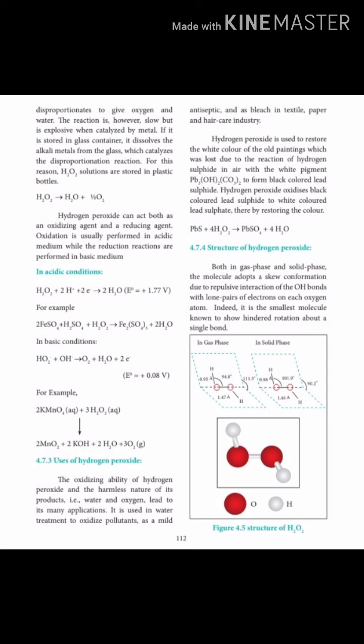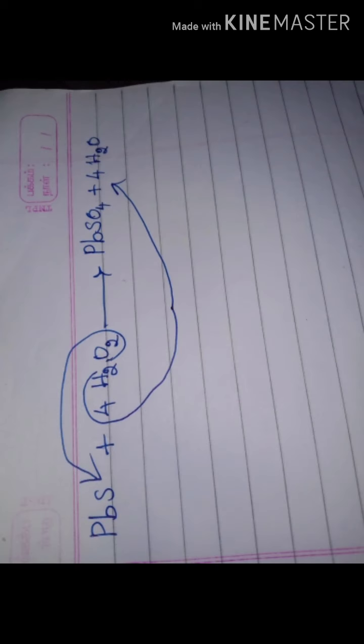the reaction of hydrogen sulfide in air with the white pigment. Hydrogen peroxide oxidizes black lead sulfide to white lead sulfate, thereby restoring the color. This reaction: lead sulfide plus hydrogen peroxide gives lead sulfate plus water molecules.